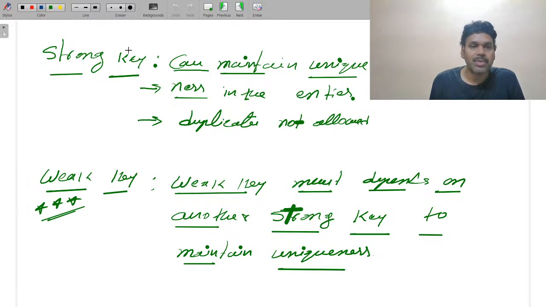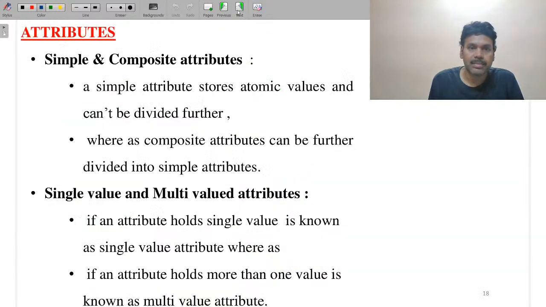So we are learning about strong key and weak key. A strong key can maintain uniqueness on its own; it never depends on anybody else. But a weak key must always depend on a strong entity in order to maintain uniqueness of the data. The list I have given here, you can go through it as a theoretical concept.